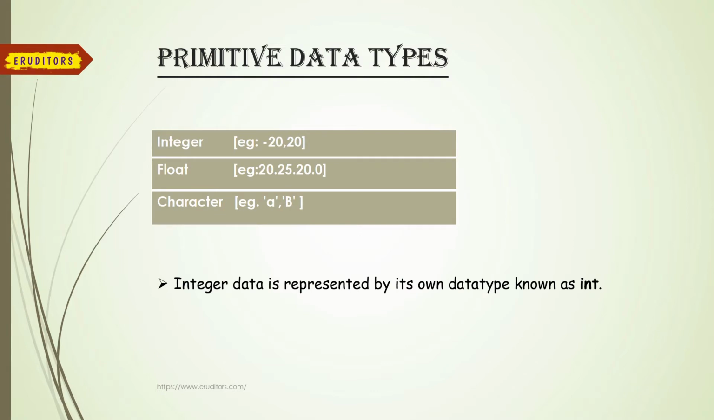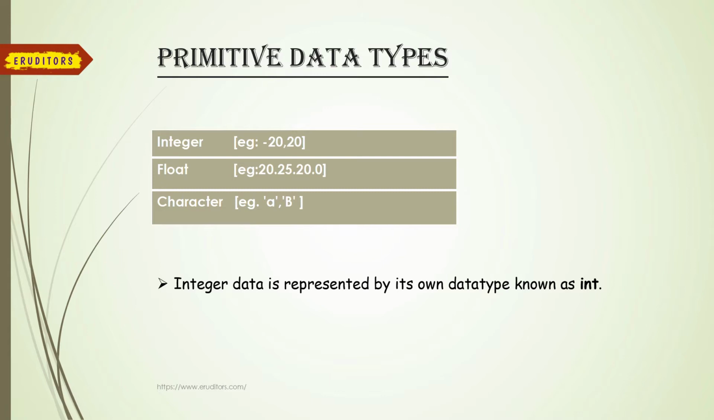So here come the primitive data types. Primitive data types are divided into three parts: integer, float, and characters. I hope you all know what an integer is. Integer is defined as a number which has no fractional component, like 1, 2, 100, 10,000, etc. Integer data is represented by its own data type known as int. It requires 2 bytes of memory for 16-bit compilers and 4 bytes of memory for 32 and 64-bit compilers. It has several variants which differ based on memory consumption.